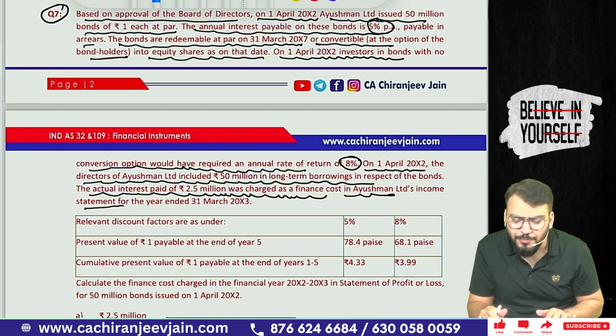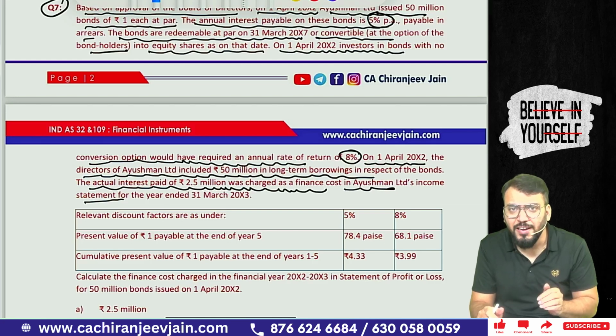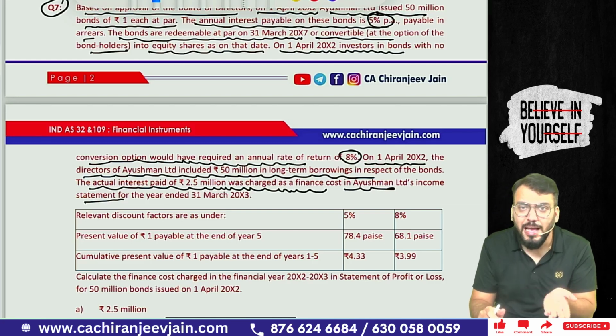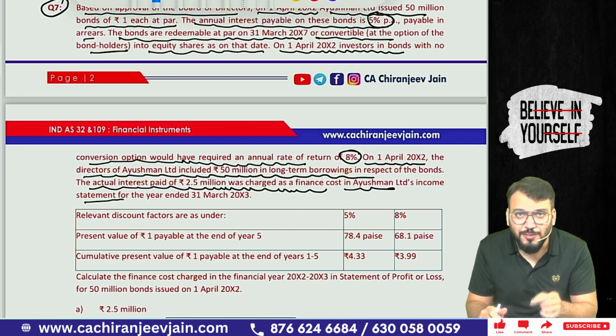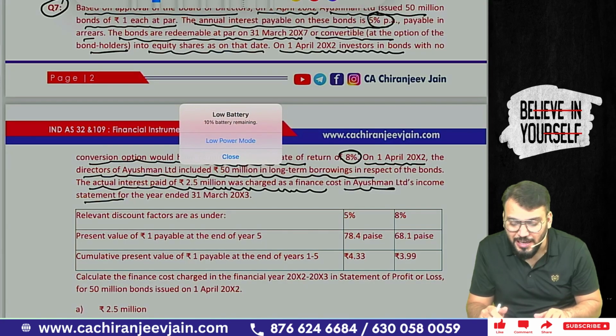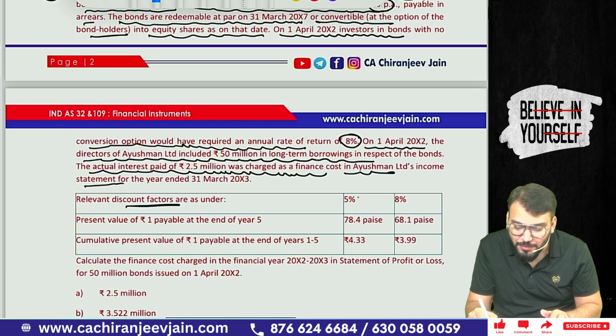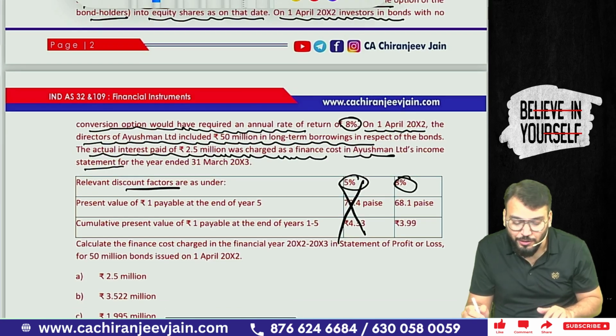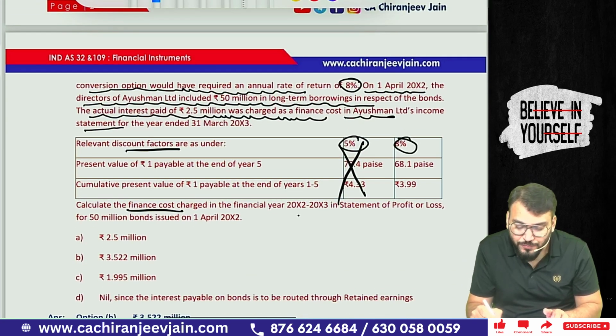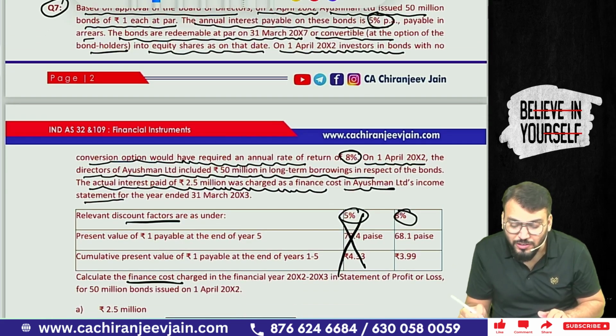This is not correct because this is a compound financial instrument, it is split into liability and equity components. Then interest expense will be calculated on the financial liability, meaning the liability component, by using EIR. Correct. So the relevant discount factor is given for 5% and 8%. The 5% is not relevant because we'll do discounting at the market rate of interest. Calculate the finance cost to be charged to the statement of P&L for the 50 million bond issued on 1st April 2002. We need to first find out the liability component.